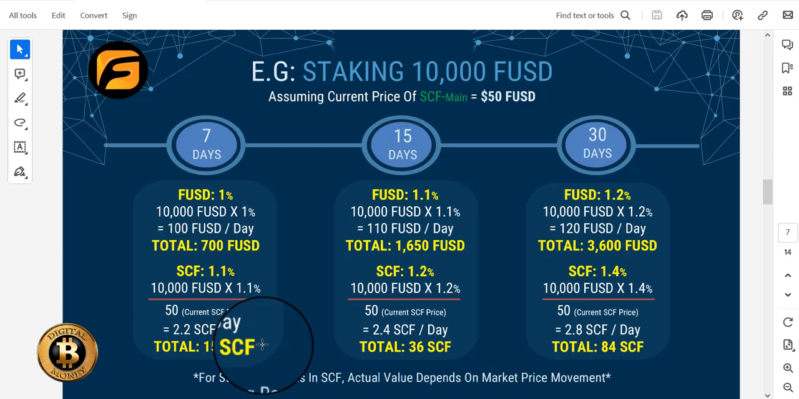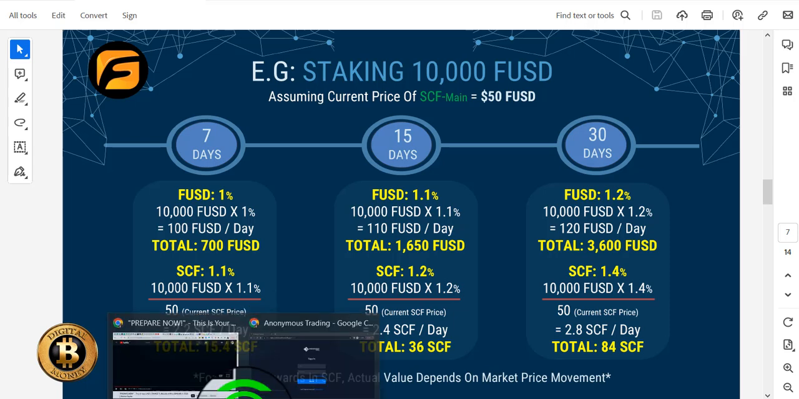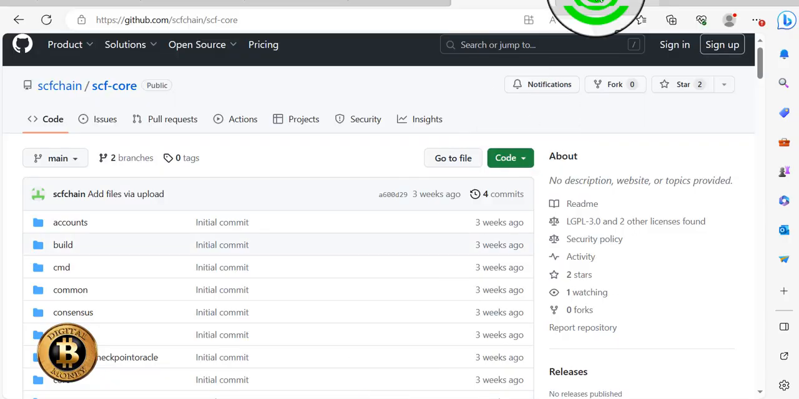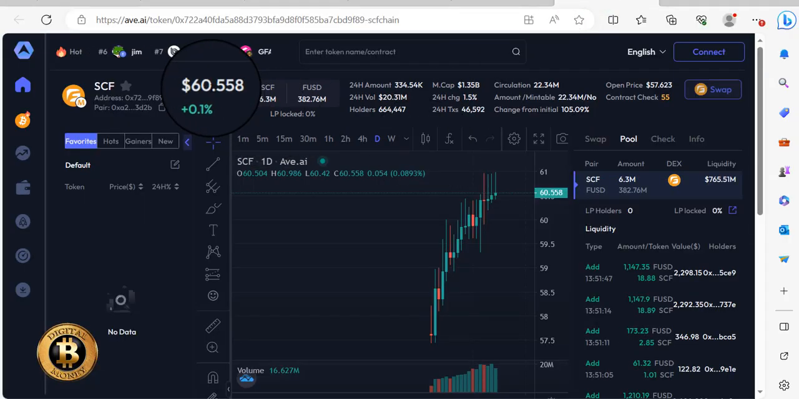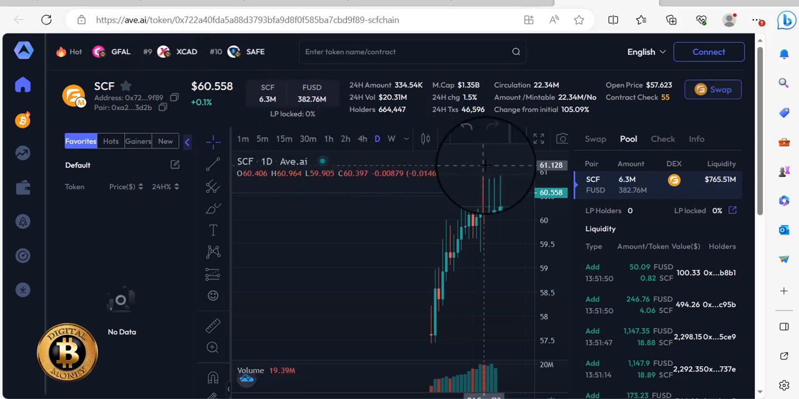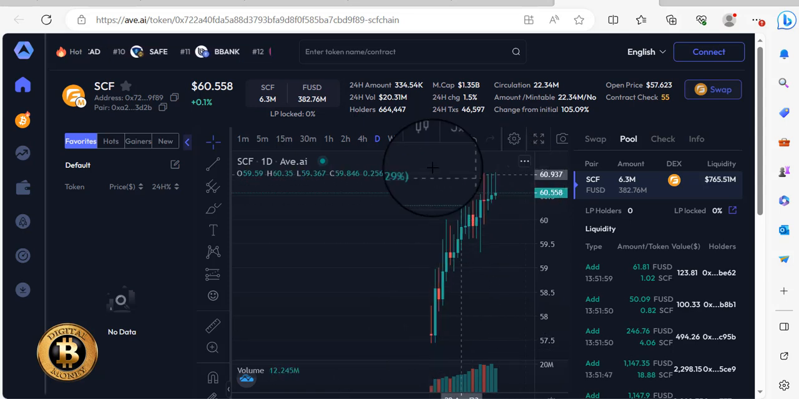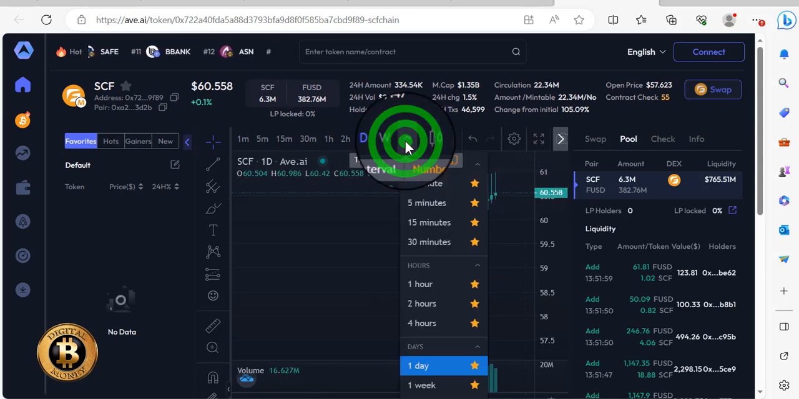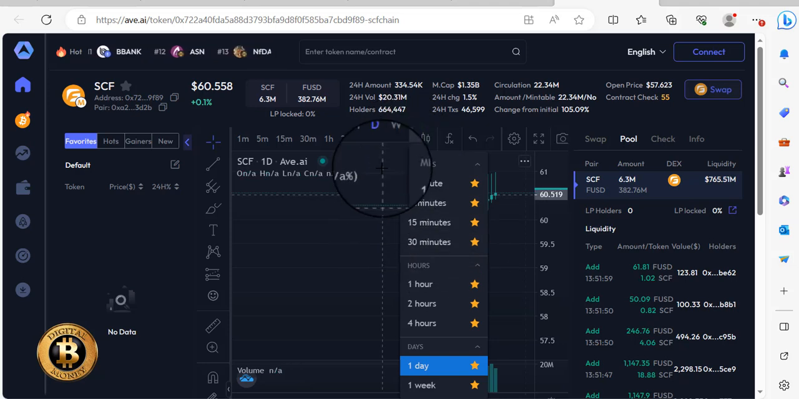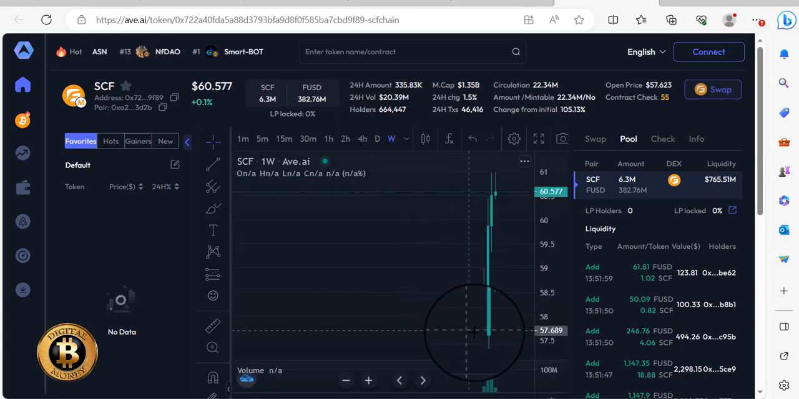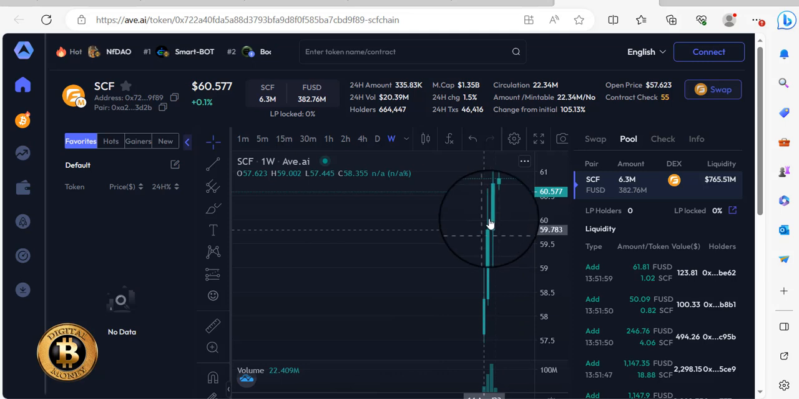Now you may say, okay, well, how do I compute that value? Well, right now, let's go back here. All right, so this is the current value of the SCF coin, right? $60 and call it 56 cents. This is a chart here over the last day of the SCF coin. If you looked at the totality of the chart here, you would see it just going up and up and up. So let's look at the last week. So you can see the week, it's just going up.